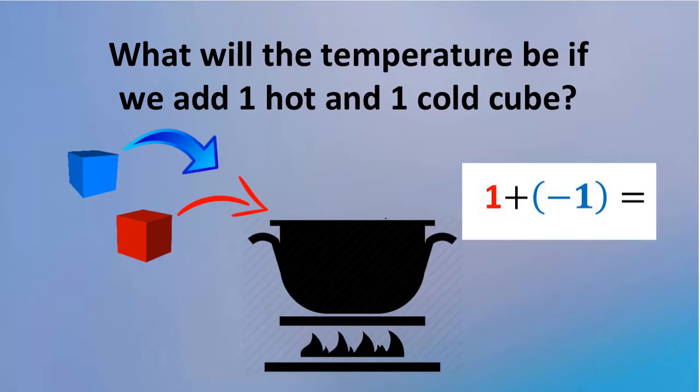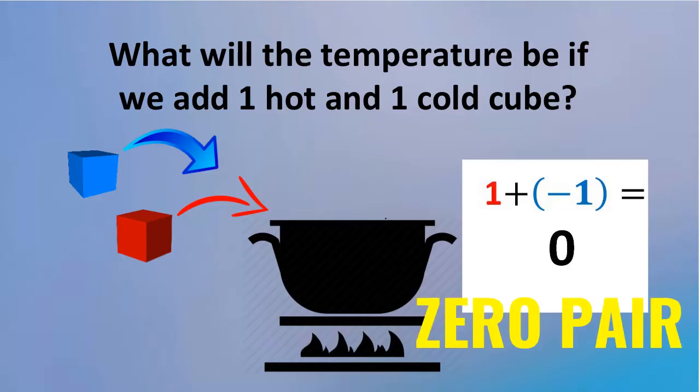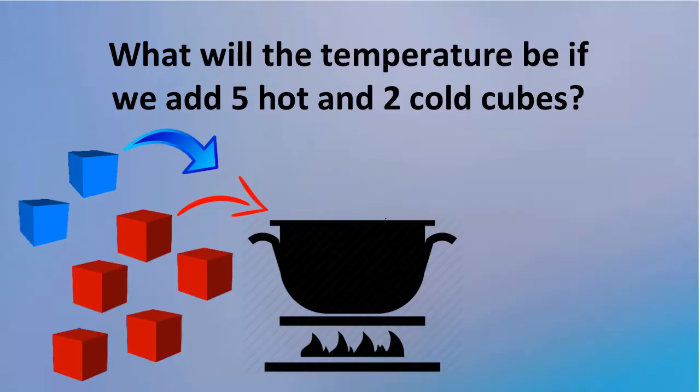What do you suppose would happen if I added 1 hot and 1 cold cube? 1 blue, 1 red, what's going to happen? My temperature wouldn't change at all. Adding a degree and going down a degree would just take me to 0, so I wouldn't change my temperature at all. Does anyone know what these opposite numbers are called? Zero pair, that is correct.